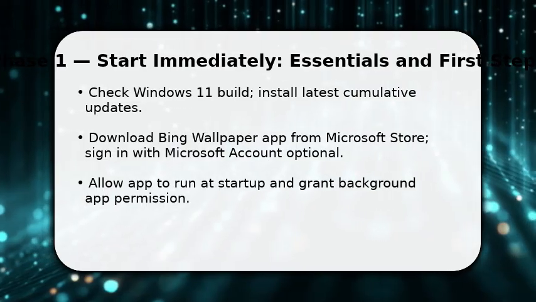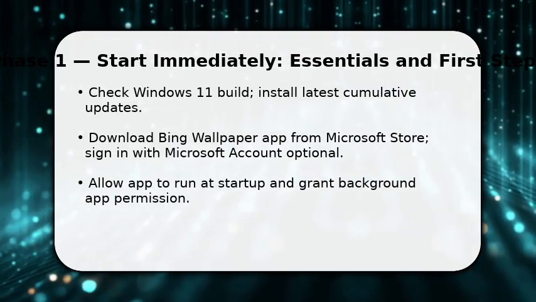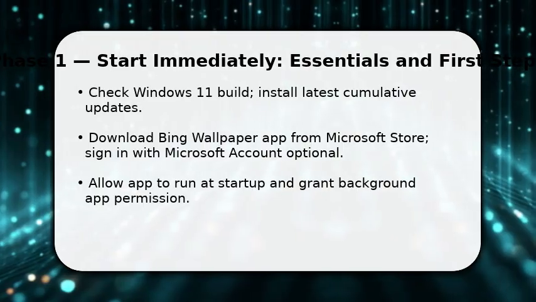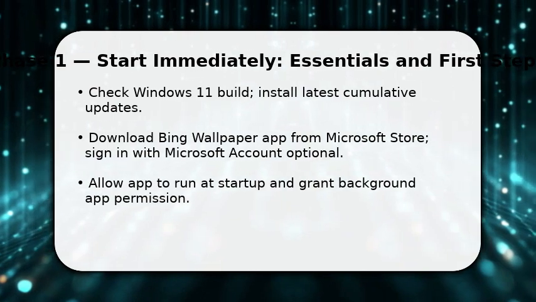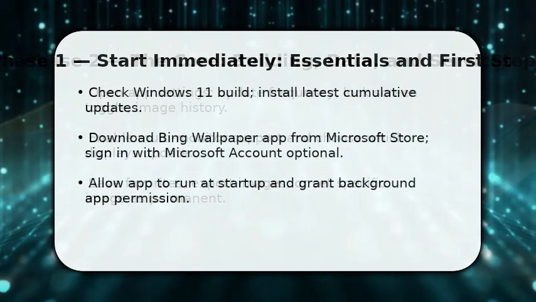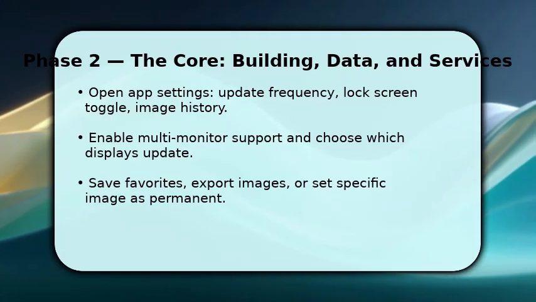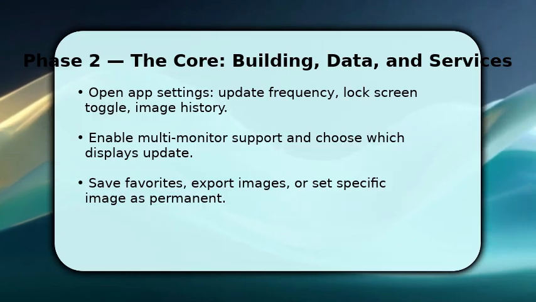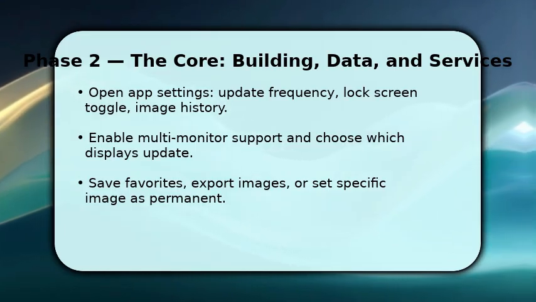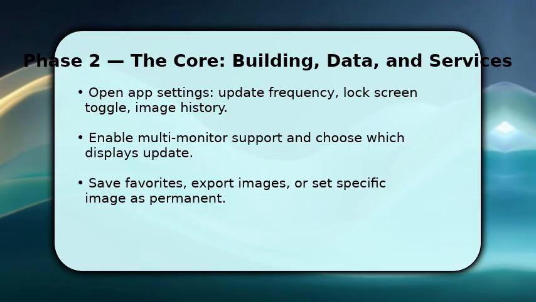Now, launch the app and accept the prompt to set images as your desktop background. This begins the automatic image rotation immediately. Once the app is running, open its settings to control how it behaves. You can set update frequency, enable or disable lock screen images, and access image history. This explains why images change.